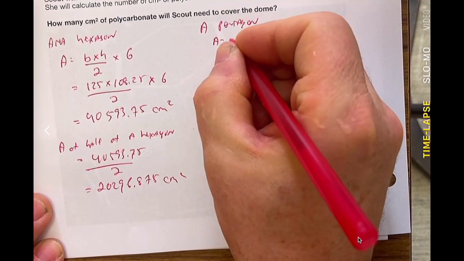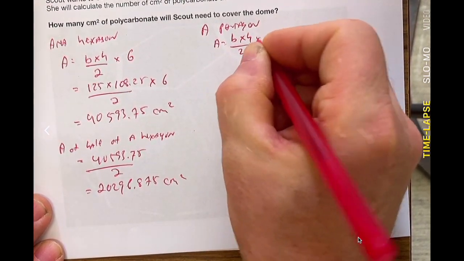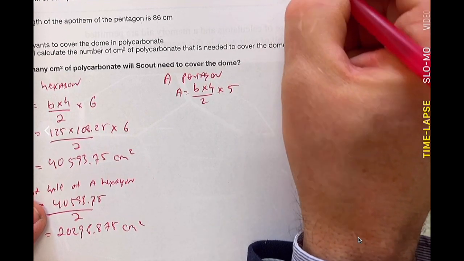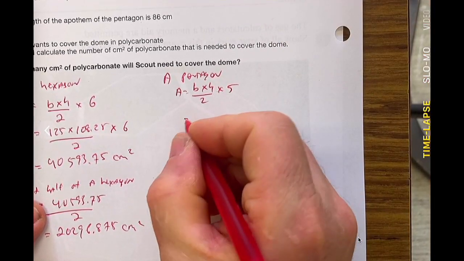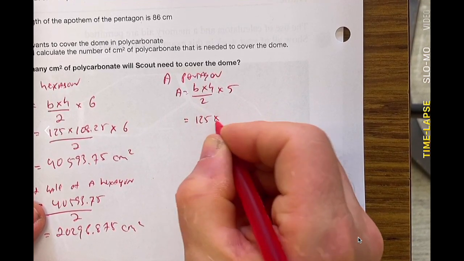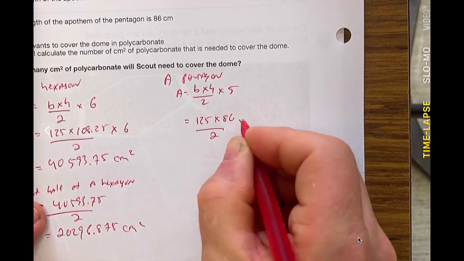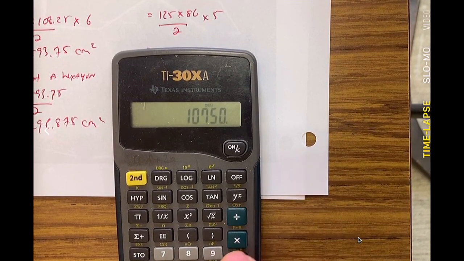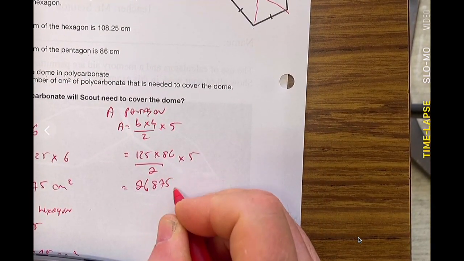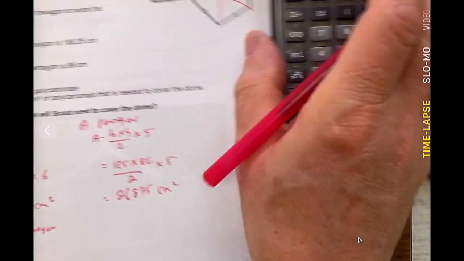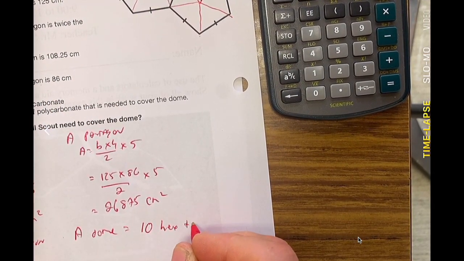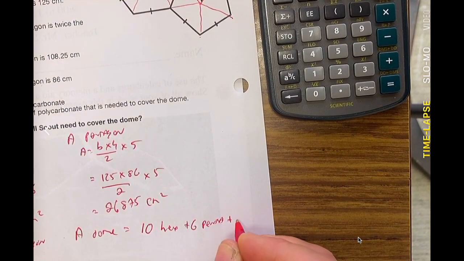The area is the base times the height divided by 2 times 5. We're talking about this triangle. There's 5 of them. Base times height divided by 2 times 5. The base is 125. The height is 86 divided by 2 times 5. 125 times 86 divided by 2 times 5 is 26,875 centimeters squared.